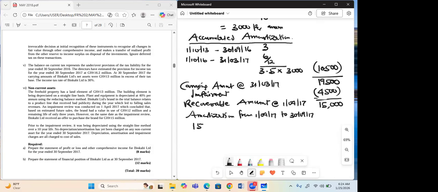Of 15,000 over, they say it has a remaining useful life of 3 years at this date. But then this is a period of what? Yes, 6 months. So 6 over 12.